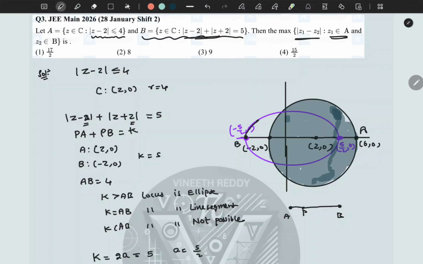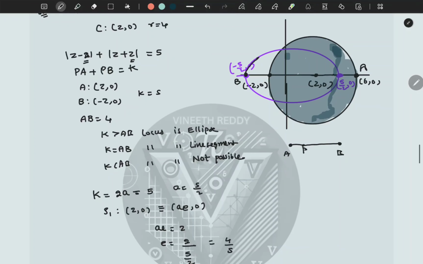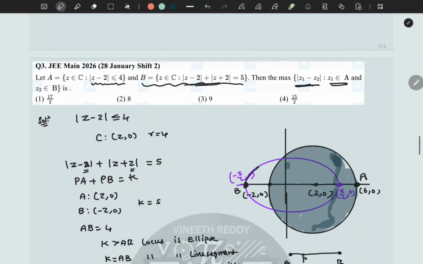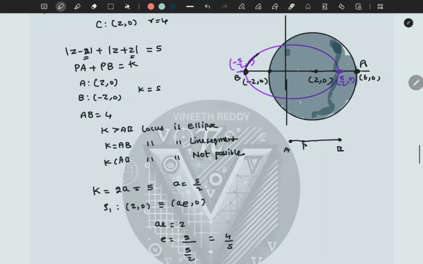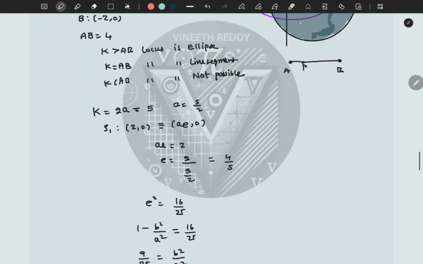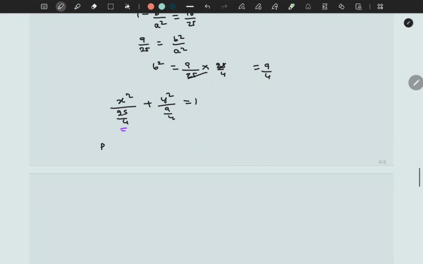So what do you think is the maximum distance, dear students? That will be AB, right? Straightforward. The maximum value of mod z1 minus z2 will be AB. I hope you understood that, because if you take any other point apart from A, you will get a distance lesser than AB, right? So the required answer will be the maximum of mod z1 minus z2.